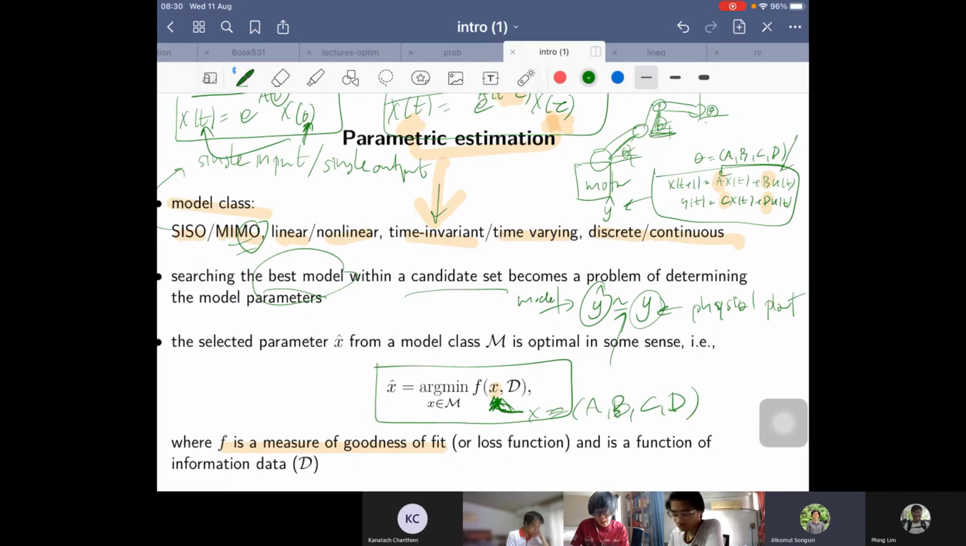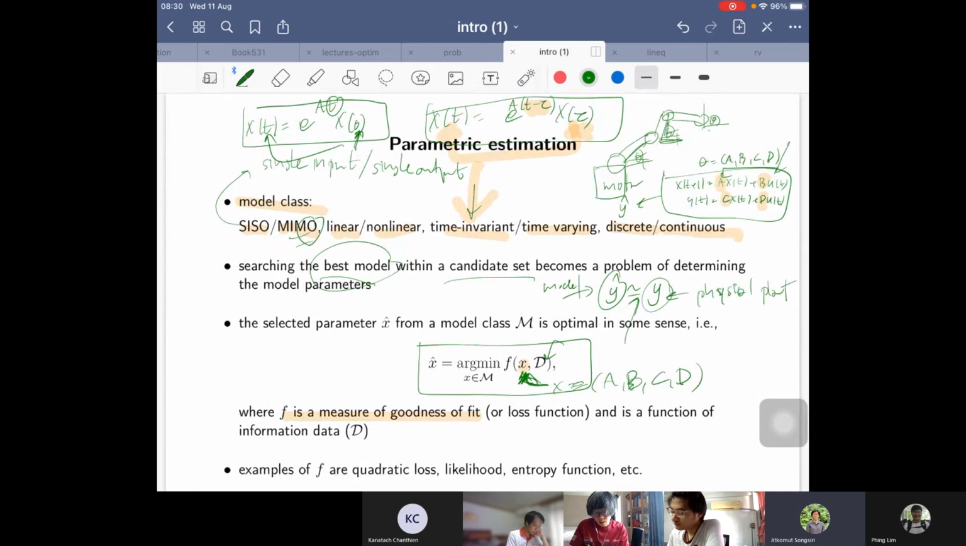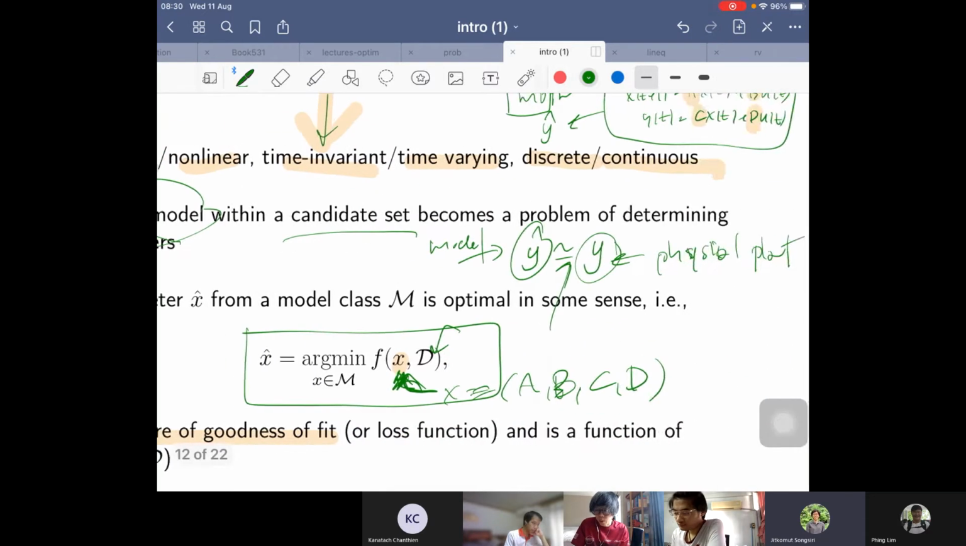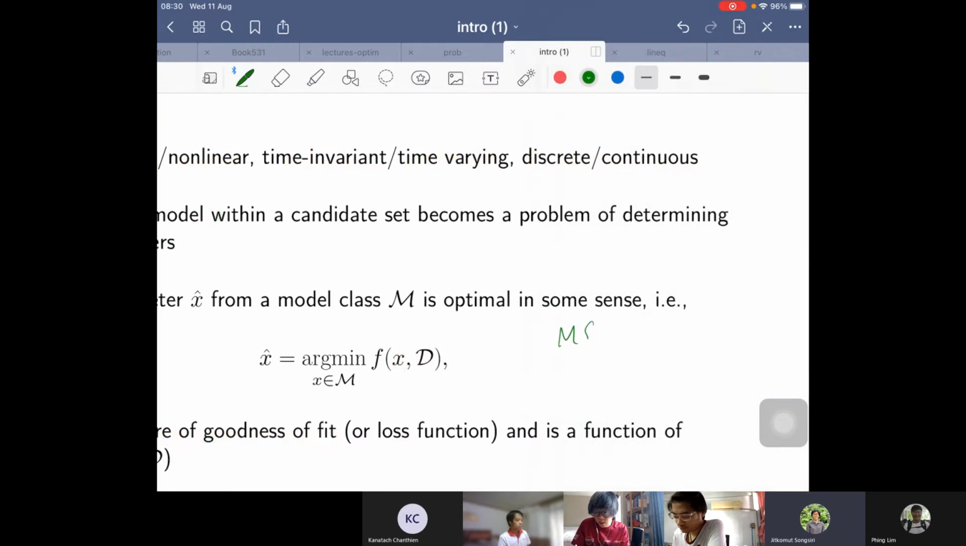Okay, d means the set of information data. For example, if we should make an explicit example, let's say I want to use MSE. MSE is, of course, the mean square error.